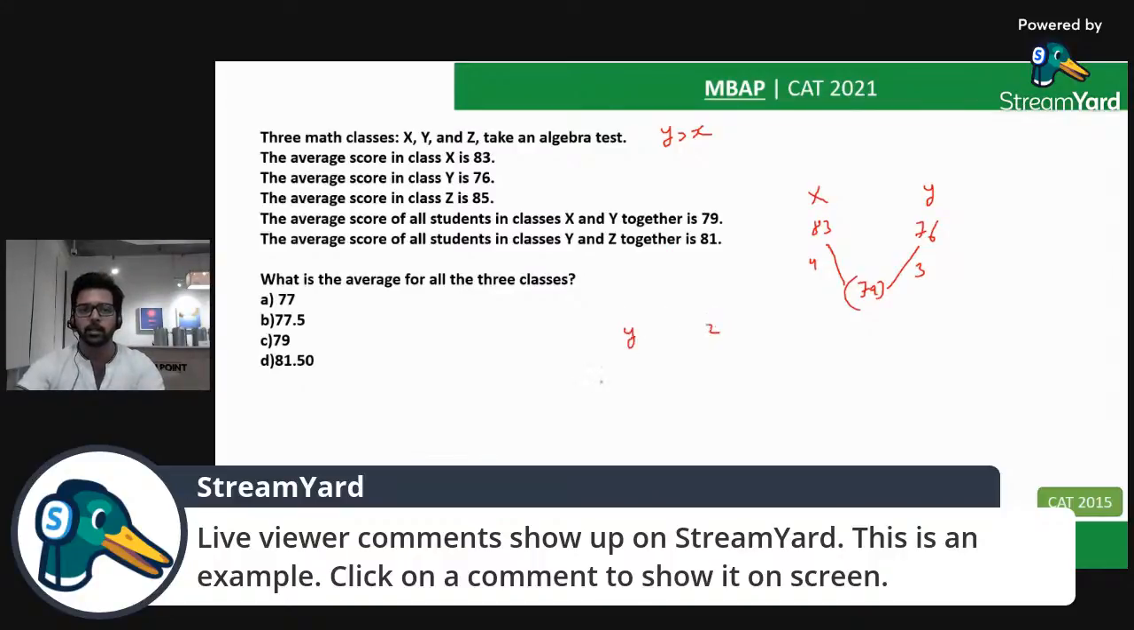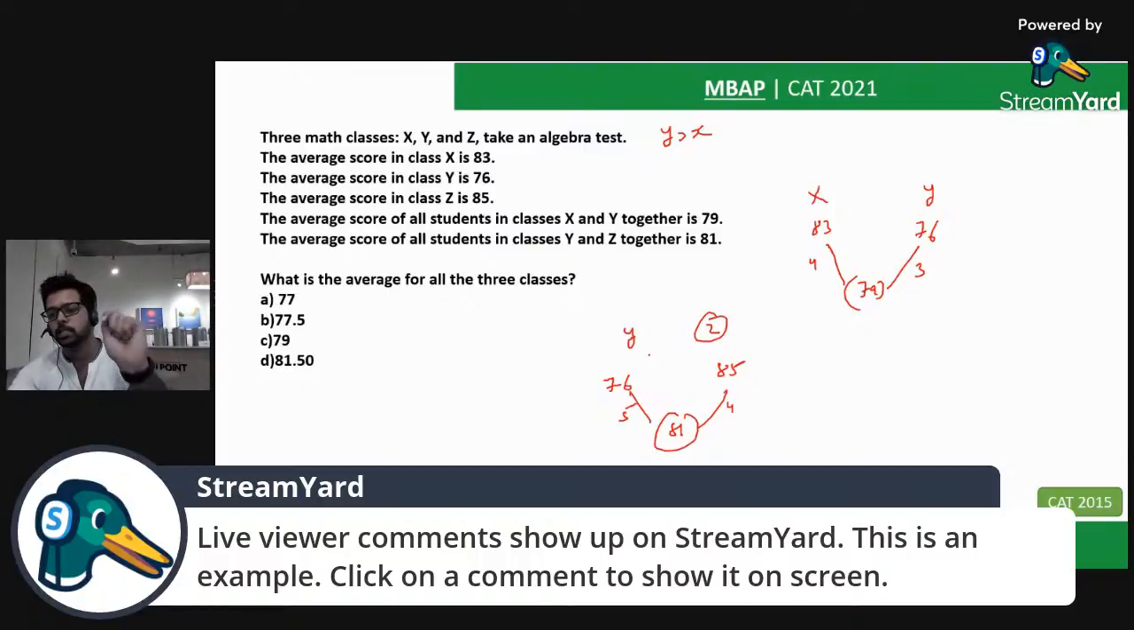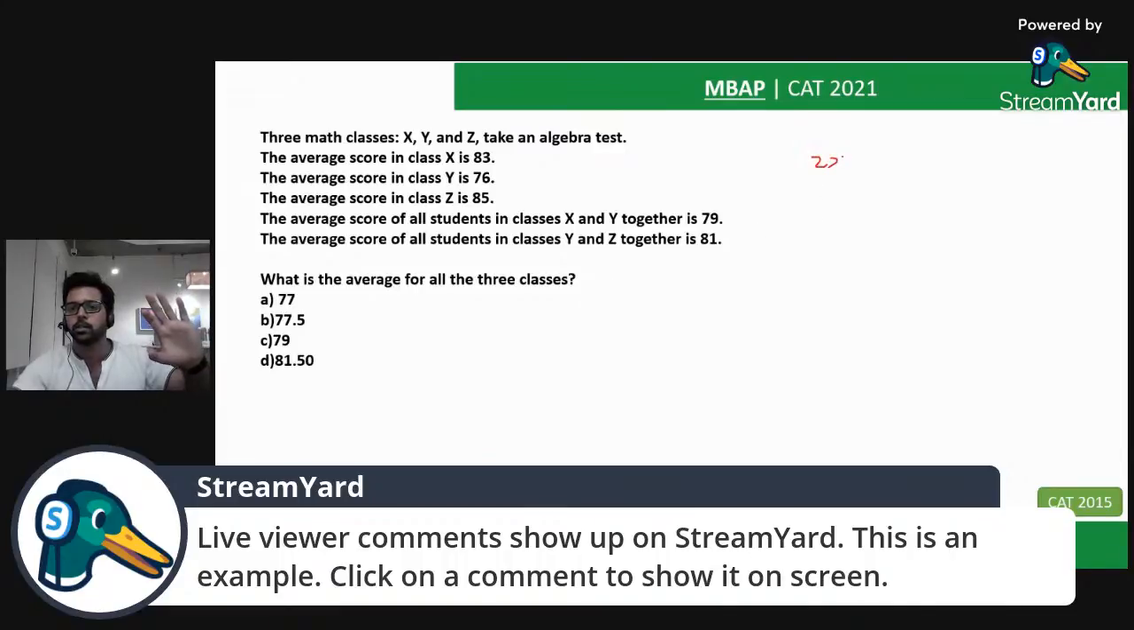Similarly, let's take Y and Z. For Y the average is 76, for Z the average is 85, and combining Y and Z, the average is 81. Check out the gap. The difference is 5, the difference is 4. So who pulled the average? Z. So who has more people, Y or Z? The difference is less when more people are pulling the average towards themselves. So Z has more people than Y. This is just an inference. We understood Z has more people than Y, and Y has more people than X.